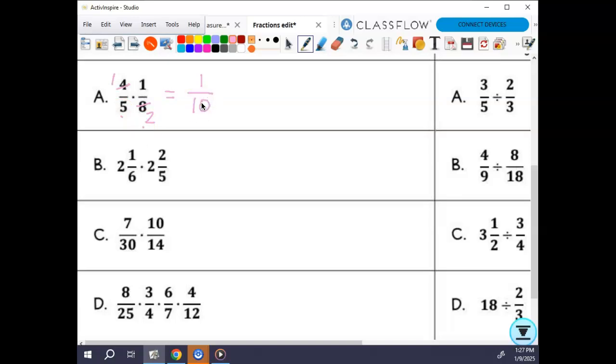Now, I could have multiplied straight across and gotten 4 over 40, and then that becomes 1/10. Like, that's the same answer, but sometimes your numbers get really big and yucky. Okay? So it's just better for you.